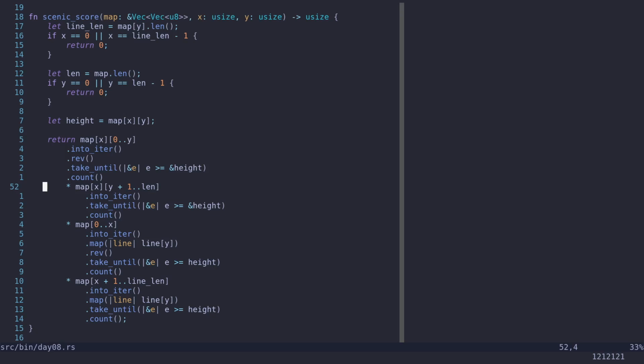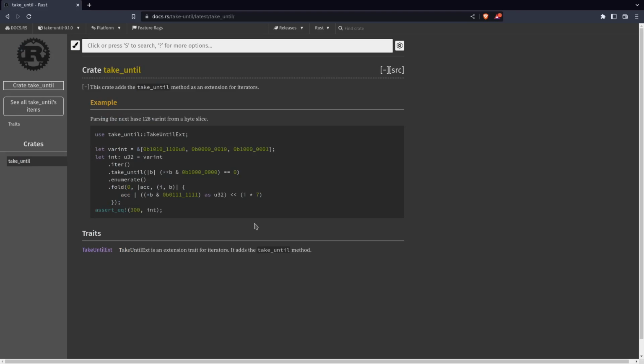And then we do this for the other three directions and we multiply the scores to get the scenic score. And to have access to the take until function, I have used this take until crate. To be honest, I was too lazy to implement it myself, so I just took it.